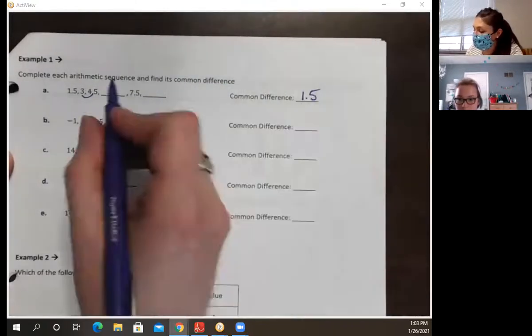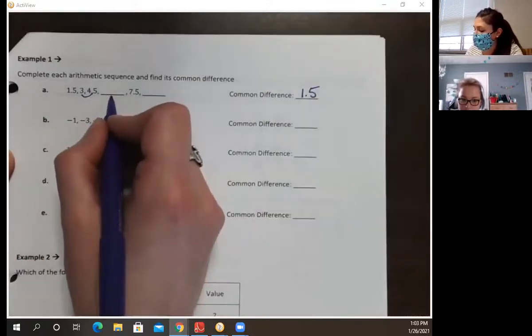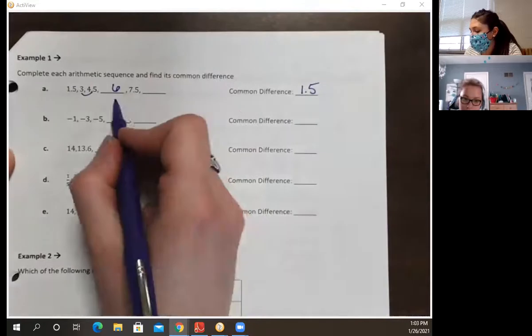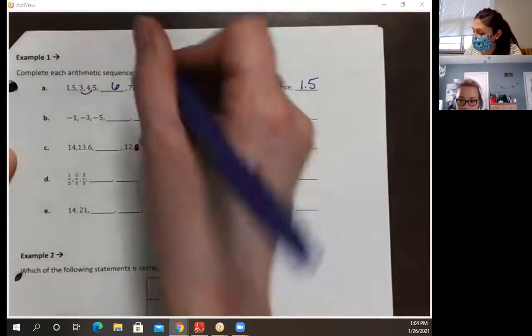So I can use that to fill in these blanks here. 4.5 plus 1.5 would be 6. 6 plus 1.5 is 7.5. 7.5 plus 1.5 would be 9.